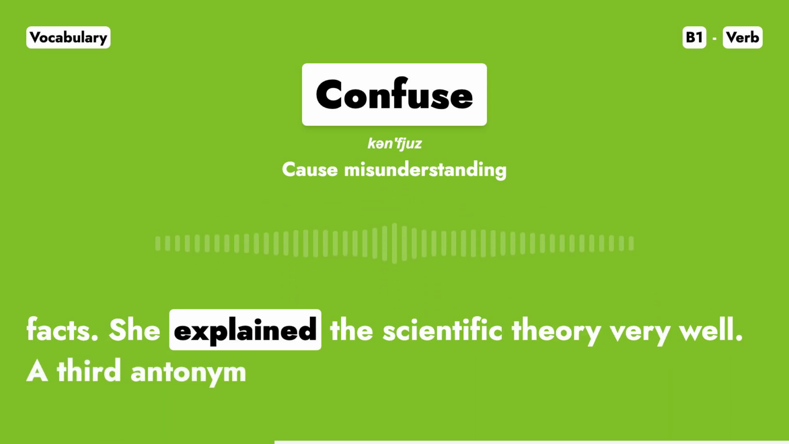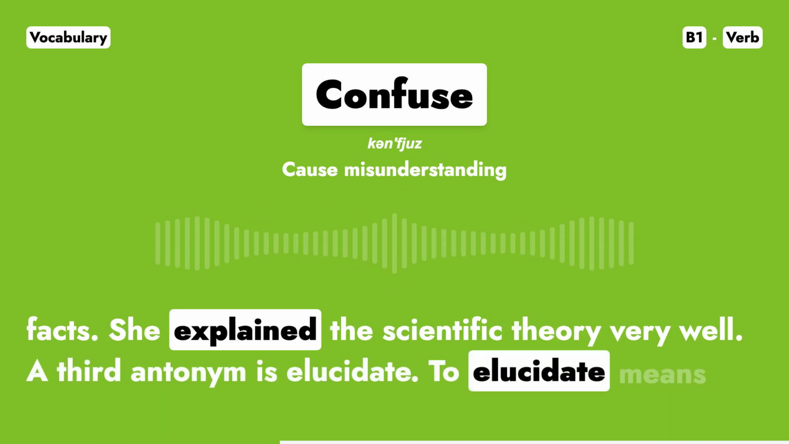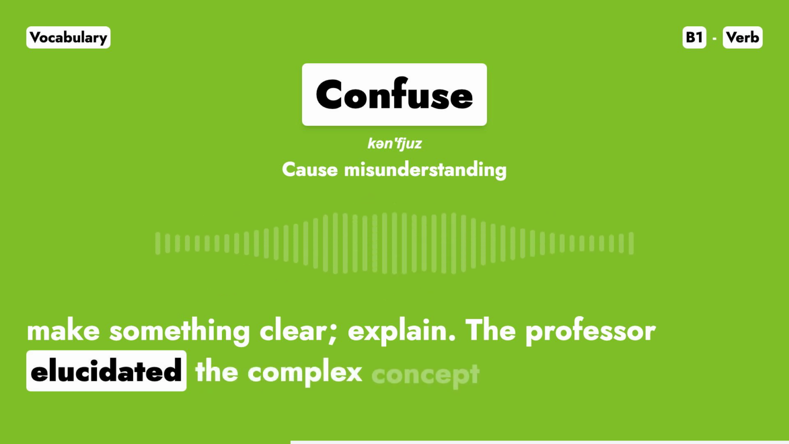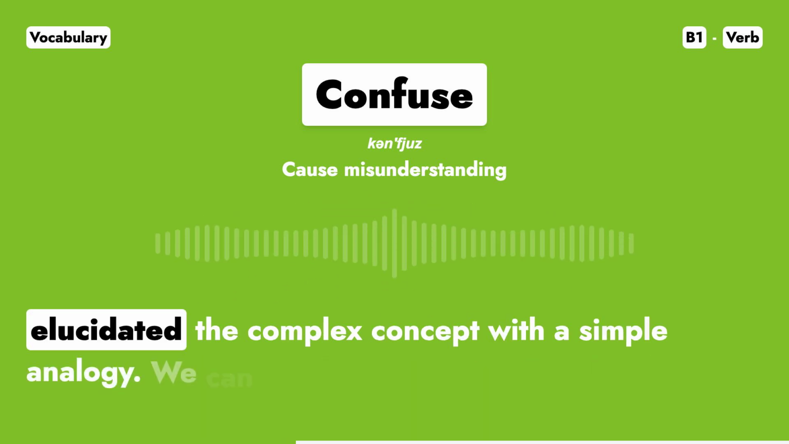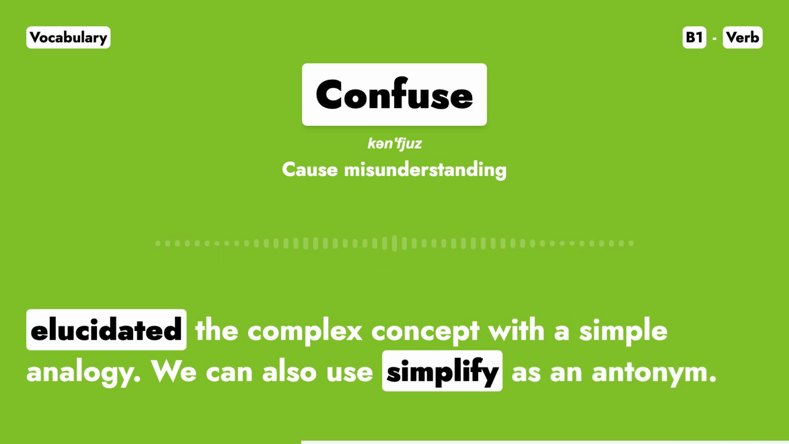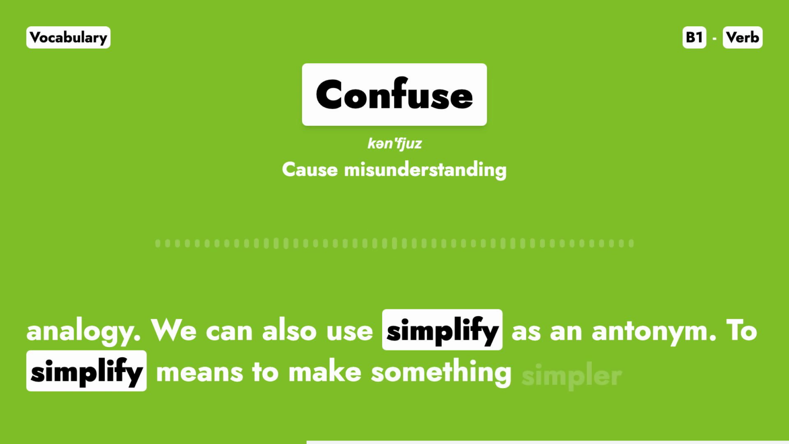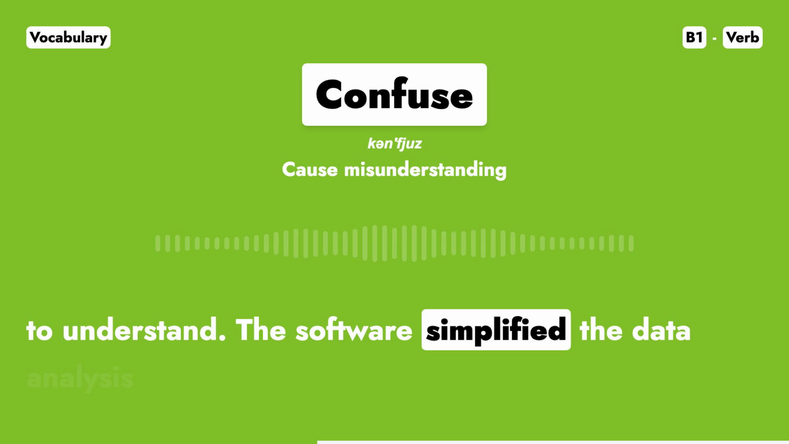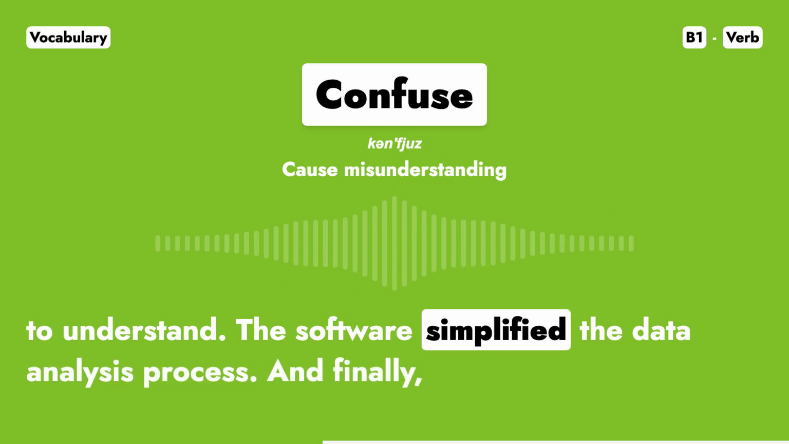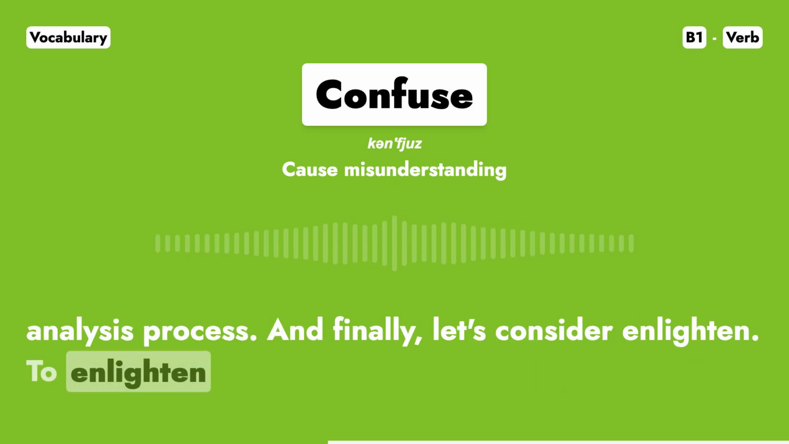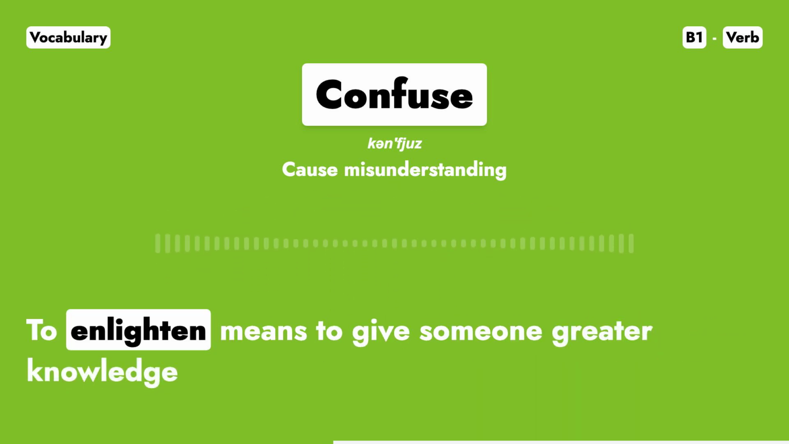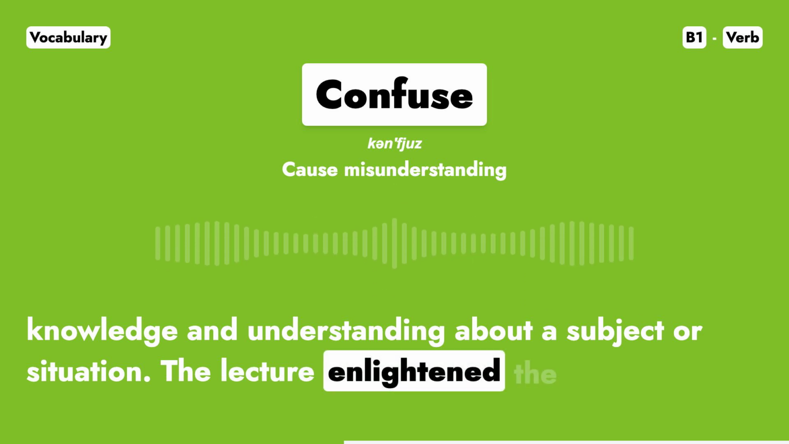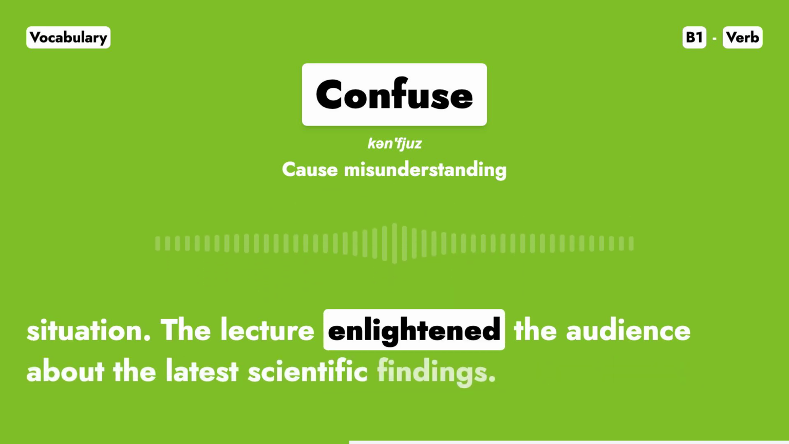A third antonym is elucidate. To elucidate means to make something clear, explain. The professor elucidated the complex concept with a simple analogy. We can also use simplify as an antonym. To simplify means to make something simpler or easier to understand. The software simplified the data analysis process. And finally, let's consider enlighten. To enlighten means to give someone greater knowledge and understanding about a subject or situation. The lecture enlightened the audience about the latest scientific findings.